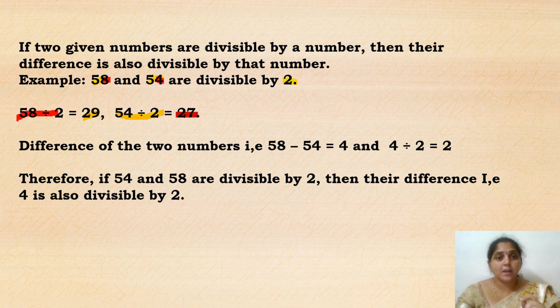Now, what I told you here is that the difference between the two numbers should also be divisible by 2. That is the condition. Yes, the difference of the two numbers, that is 58 minus 54. What is your answer here? 4. Is 4 there in the 2 table? Yes, 2 twos are 4. Then 4 divided by 2, you will get the answer 2. Therefore, 54 and 58 are divisible by 2. Then the difference, that is 4, is also divisible by 2.